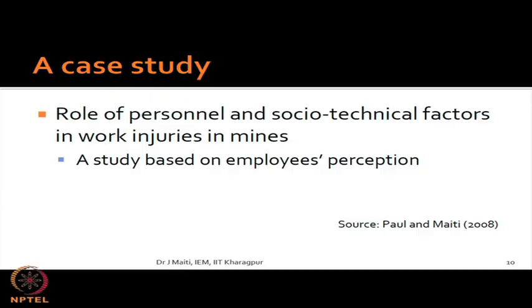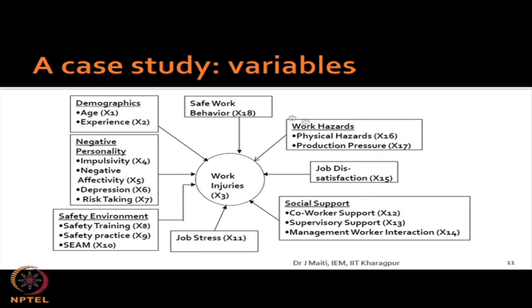Okay. So, the case study, as you know, is the role of personal and socio technical factors in work injuries in mines, a study based on employees' perception. You can see that the source is Paul and Maiti, 2008, published in Ergonomics. Okay. So, let us start with the fact that we have several manifest variables here. There are 18 manifest variables.